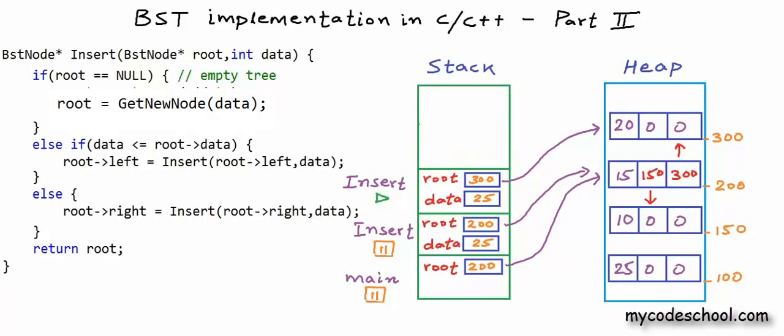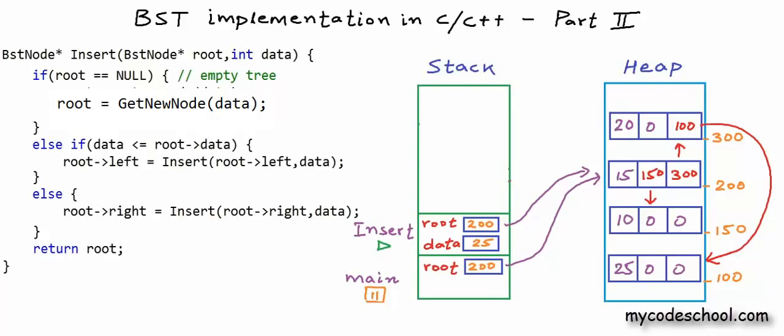We will come back to this insert below, and this insert will resume at this line inside the last else, and the right child of node at address 300 will be set as 100. And now this insert will return back address 300, whatever is set in its root, and this insert below will resume at this line inside the last else. Right child of node at address 200 will be set as 300. It was 300 previously also, so even after overwriting we will not change, and this insert will finish now.